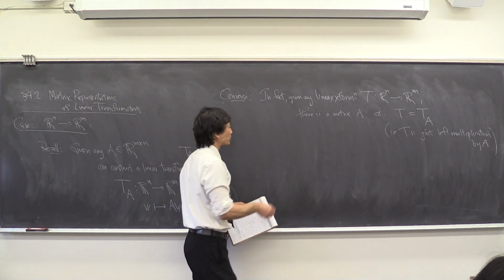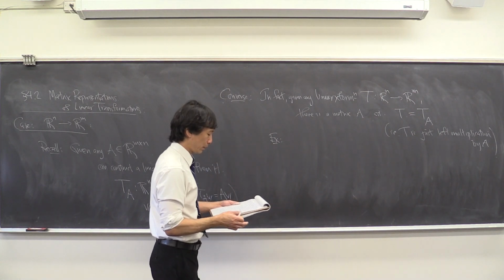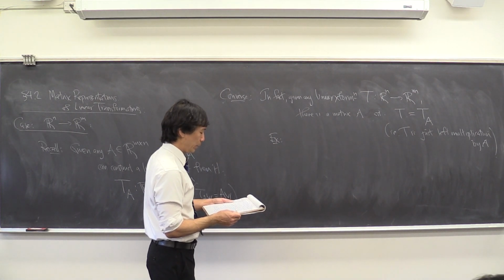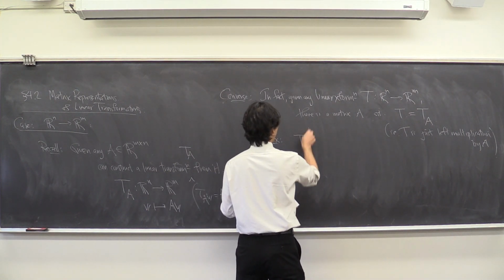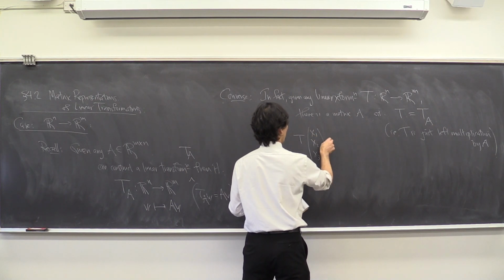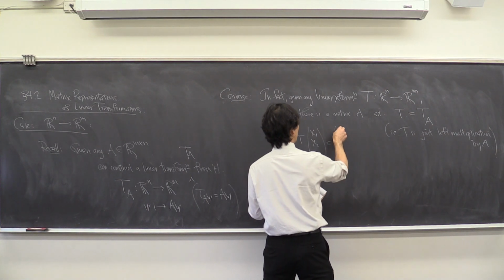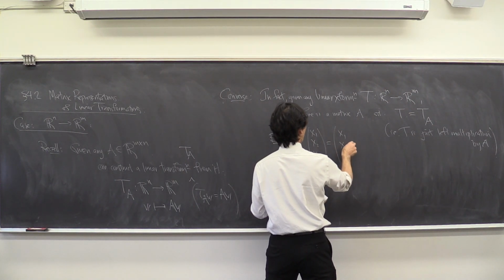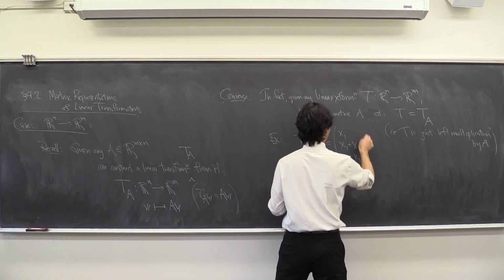Let me give you an example. Here we have a linear transformation, and what it does is it takes (x1, x2, x3) and gives you back (x1, x1 plus x2, x1 plus x2 plus x3).